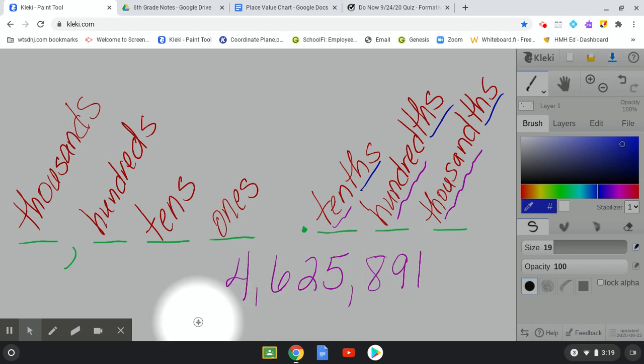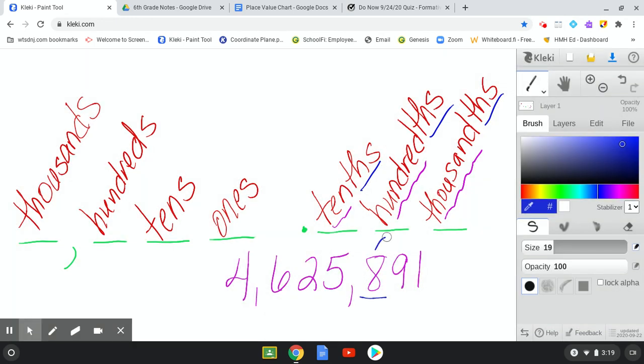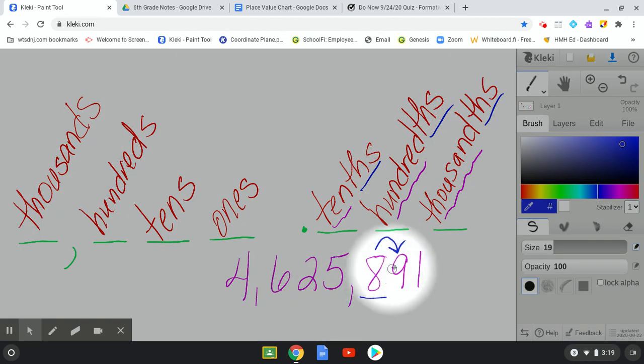So I'm going to underline my 8. I'm going to draw my arrow to the 9. This 9, it's a 5 or higher, so that tells me the number I underlined has to go up 1. Everything to the left is staying. This is going up 1, and everything to the right of what I underlined becomes a 0.